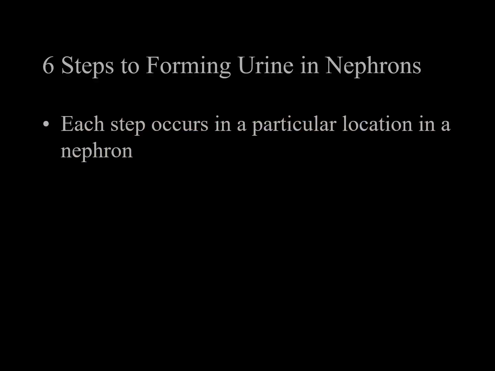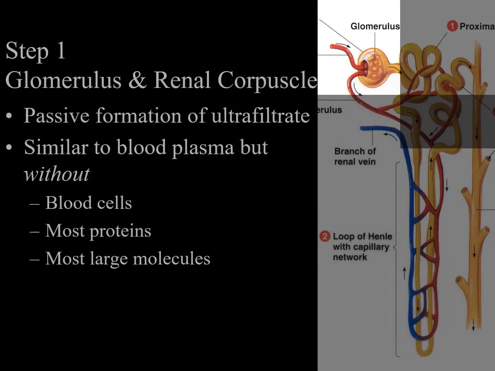There are 6 steps to forming urine in the nephron, and each of those steps occurs in a particular location within the nephron. So we're going to walk through the whole thing from the beginning to the end and see what happens at each step as the urine is being formed. Step 1 takes place in the renal corpuscle, and the glomerulus is inside there.